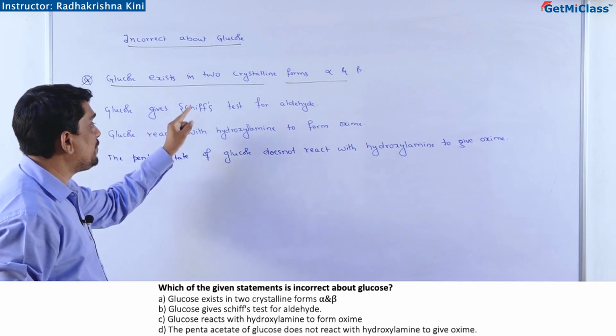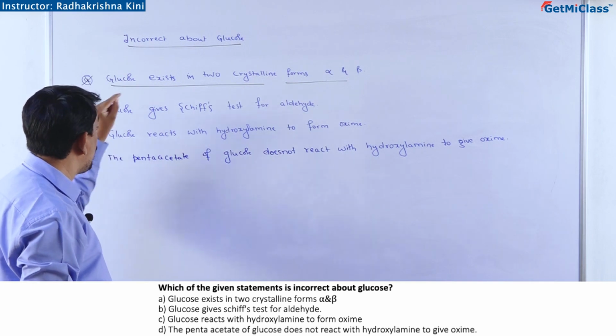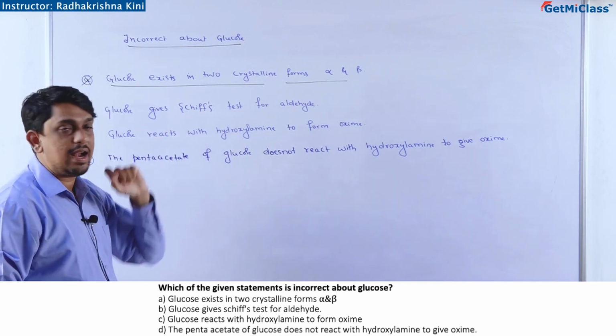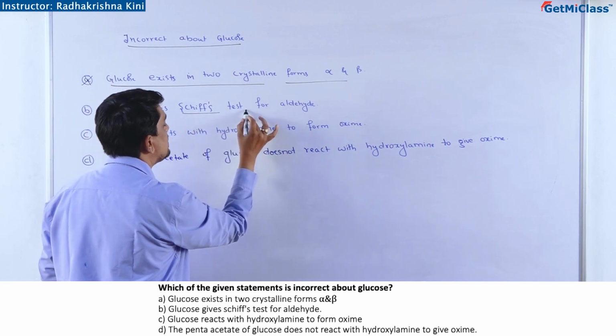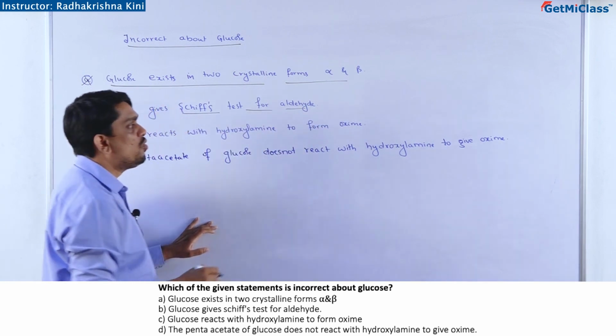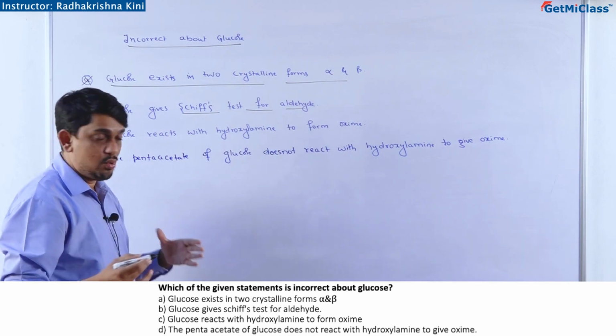Glucose gives Schiff's test for aldehyde. Everybody knows that Schiff's test will be answered by aldehyde, but it won't be answered by ketone. Now we talk about glucose.